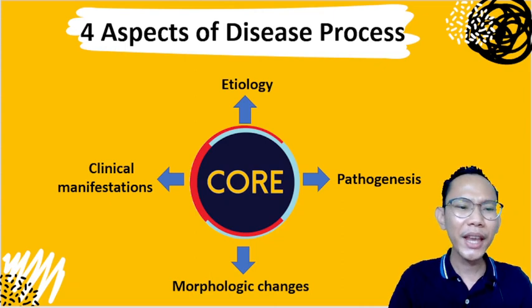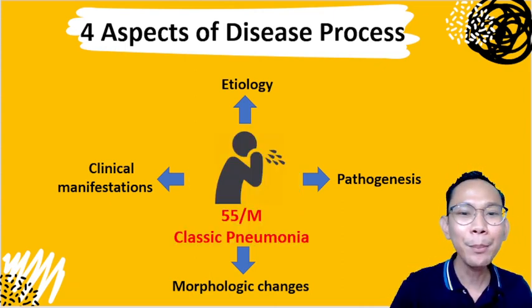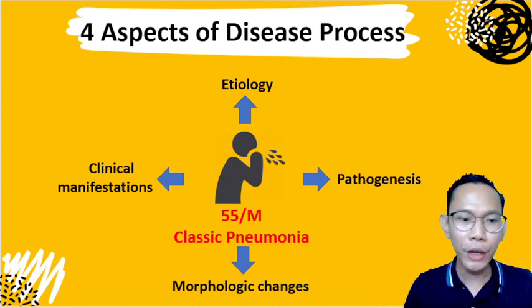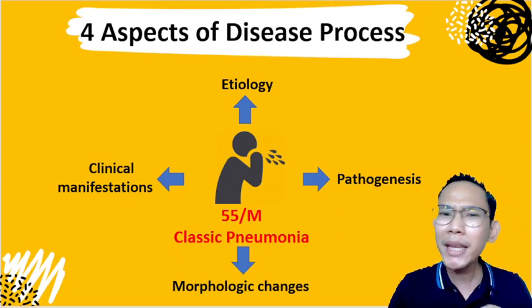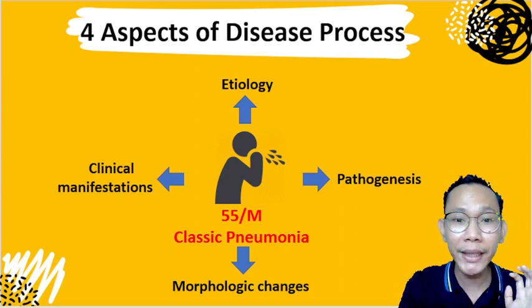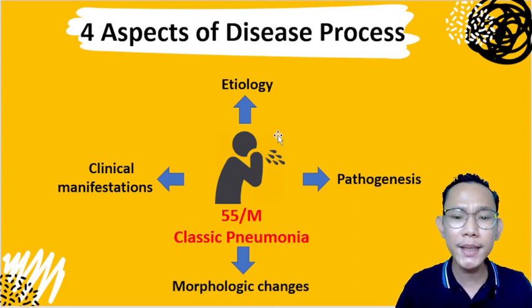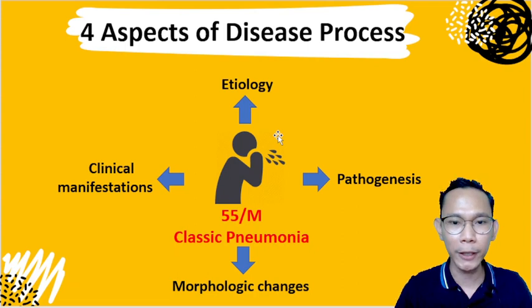So again, let's have a simple example. So, dito na tayo, bigay tayo ng isang simple na case. For example, we have a 55-year-old male patient. So, ibibigay ko na lang ang diagnosis para at least we will be able to identify the different etiology, pathogenesis, and morphological changes as well as the clinical manifestation of the patient.